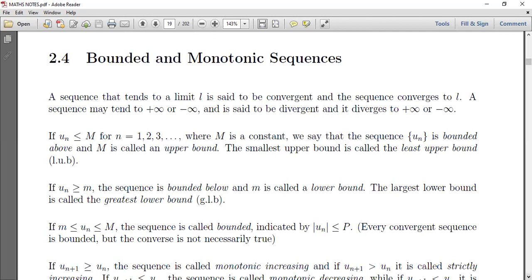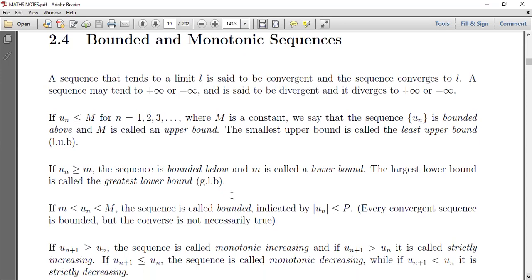Okay, if a sequence u_n is always less than M, for n equal to 1, 2, 3, 4, it's always less than a certain number. M is any number that you can think of, and M is a constant. If a sequence is always less than a certain number M, then we say that it is bounded above by M.